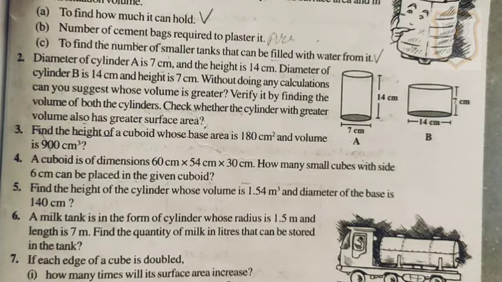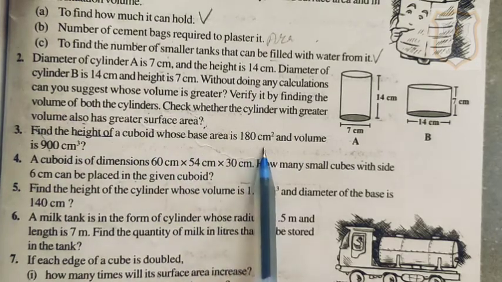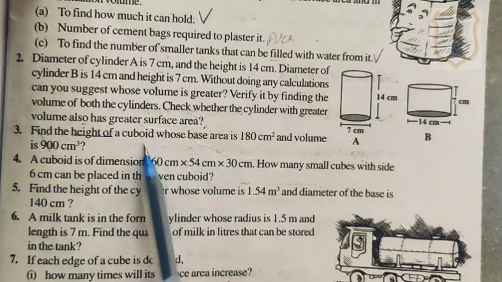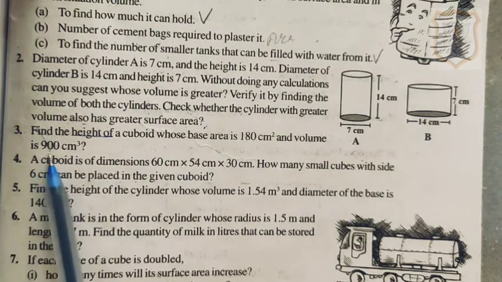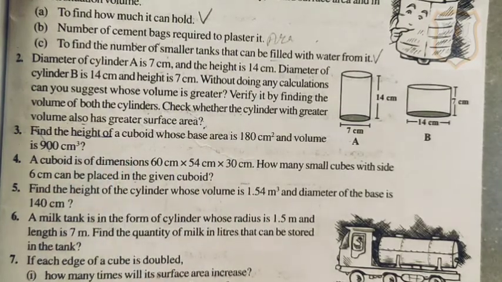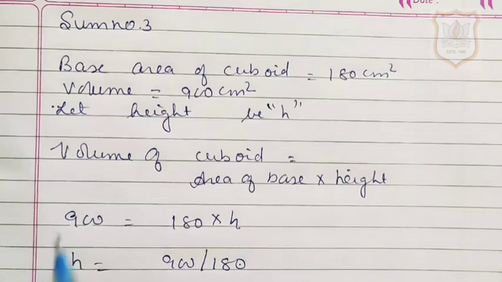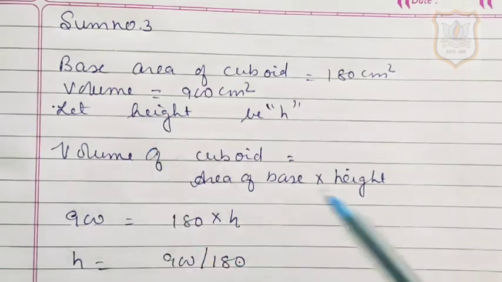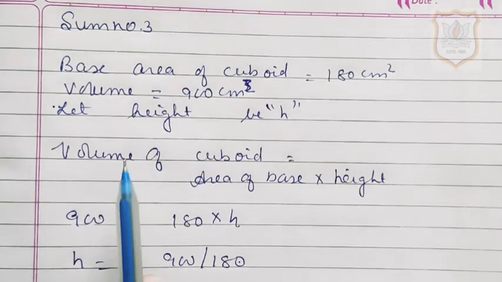Then question number 3 of exercise 11.4. Find the height of a cuboid whose base area is 180 centimeter square and volume is 900 centimeter cube. Here students, the base area of a cuboid is given, that is 180 centimeter square, and the volume of the cuboid is also given, that is 900 centimeter cube. On the basis of the information given, we have to find out the height of the cuboid. Solution for sum number 3. Here base area of the cuboid was given 180 centimeter square and volume was also given 900 centimeter cube. Now students, we have to find out the height.